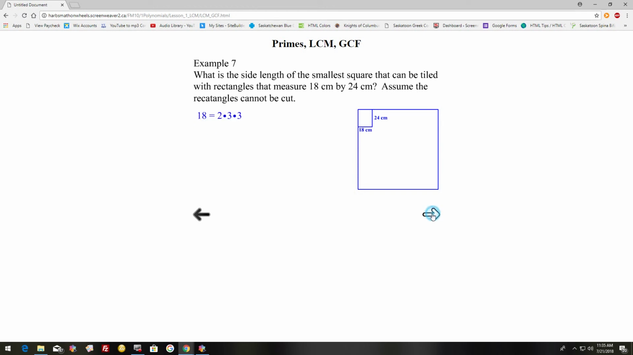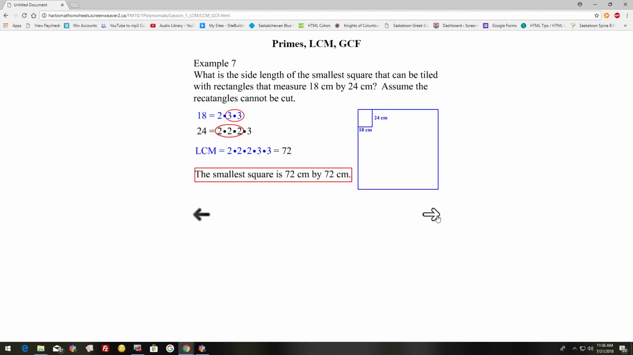18 broken down in prime factors is 2 times 3 times 3. 24 broken down to prime factors is 2 times 2 times 2 times 3. Circle 3 times 3 and 2 times 2 times 2. LCM of 18 and 24 is 2 times 2 times 2 times 3 times 3, which is 72. The smallest square is 72 centimeters by 72 centimeters.